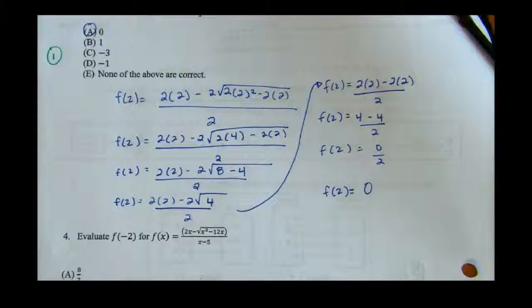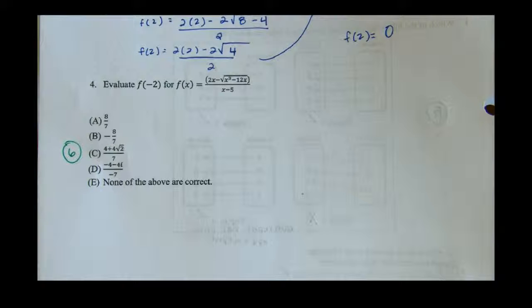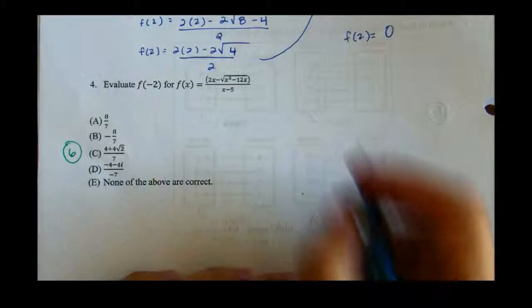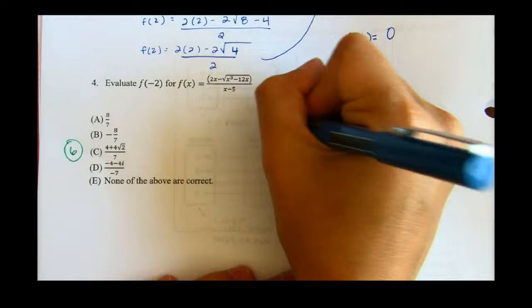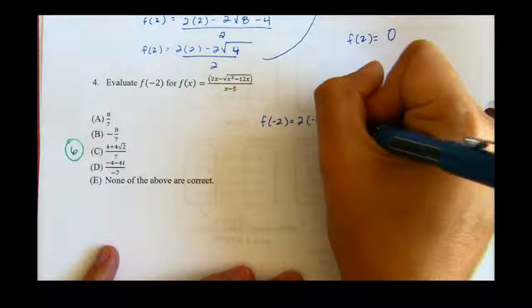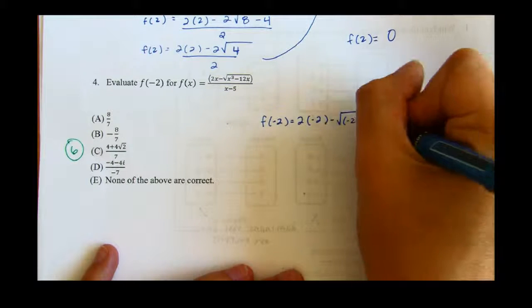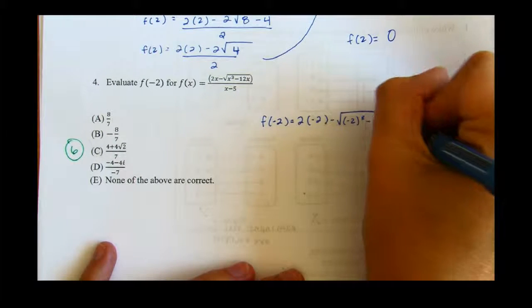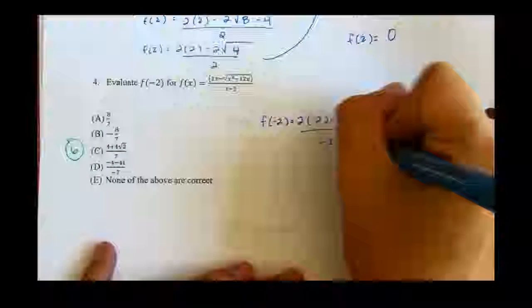Let's look at number 4. This is question number 6 in the makeup exam. Again, I'm evaluating f of negative 2, this time for a slightly different function. So wherever there's an x, I'm replacing it with a negative 2. So this is f of negative 2 equals 2 times negative 2 minus the square root of negative 2 to the 3rd power minus 12 times negative 2 all over negative 2 minus 5.